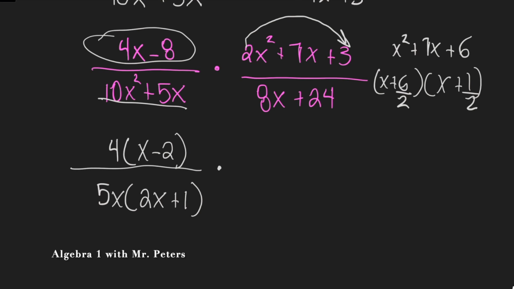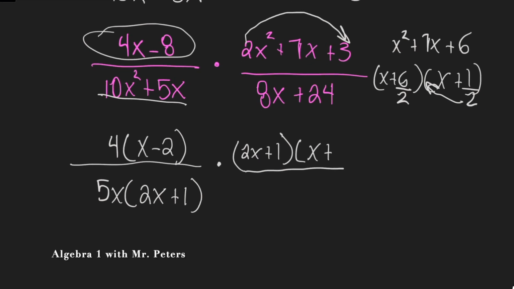We slide a 2 in front of x. So now we have 2x plus 1. And then for the x plus 6, we could get a whole number once we divide 6 by 2. That turns into x plus 3. And then at the bottom, we're just going to pull out an 8 for the greatest common factor. And we're now left with x plus 3.